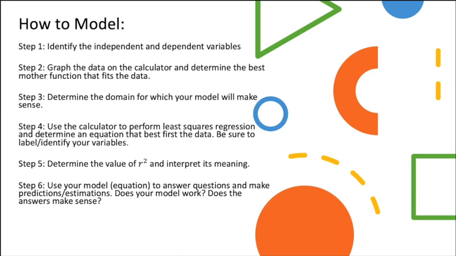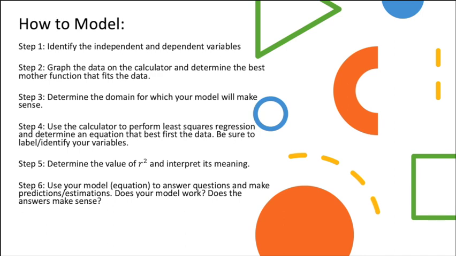Okay, so first you have to decide what's the independent and dependent variables in the situation. Then step 2, you're going to graph the data on your calculator, and then you're going to determine the best mother function that fits the data. So when you graph the data, you look at the shape of the data. It's not going to be exact. Most of the time in real life, you're not going to get something that fits exactly. Life is messy. It's never going to be perfect. However, you're going to try to determine what shape would be closest to the shape of the data.